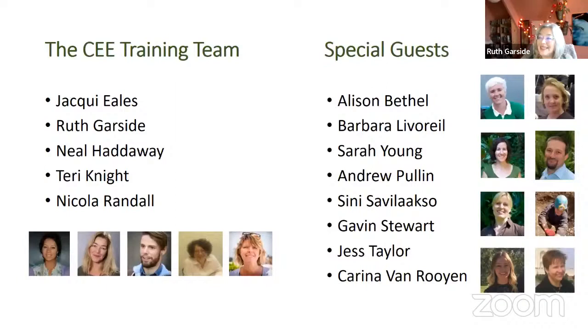So the training team, the core team includes my colleague Jackie, who was on the previous photo, myself, Neil, Terry Knight, and Nikki Randall. And we've also had guests who taught CEE training, larger list on the right.